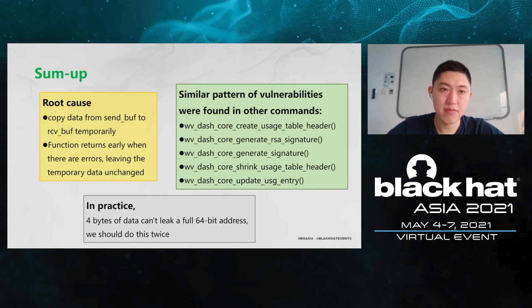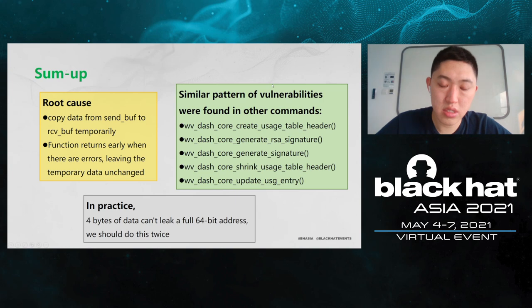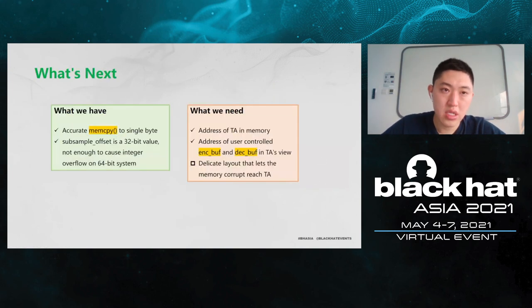So this is the second vulnerability. It can leak the physical address of the shared buffer, and there are other similar functions that have a similar situation. So we now know the address of the TA and the shared buffers. Next we need to find a memory layout that can let us utilize these vulnerabilities.